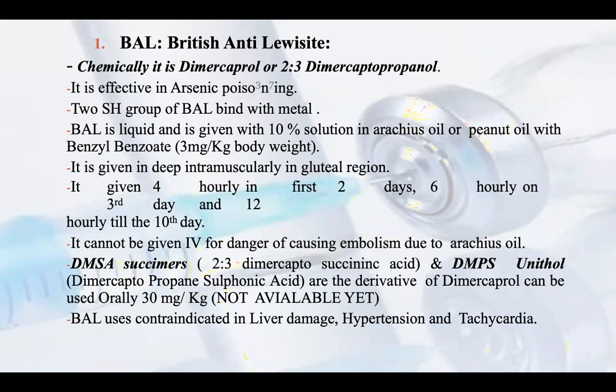DMSA, succimer, it is 2,3 dimercaptosuccinic acid, and DMPS, unithiol, dimercaptopropane sulfonic acid, are derivatives of dimercaprol, and can be used orally, 30 milligram per kilogram. BAL use is contraindicated in liver damage, hypertension, and tachycardia.